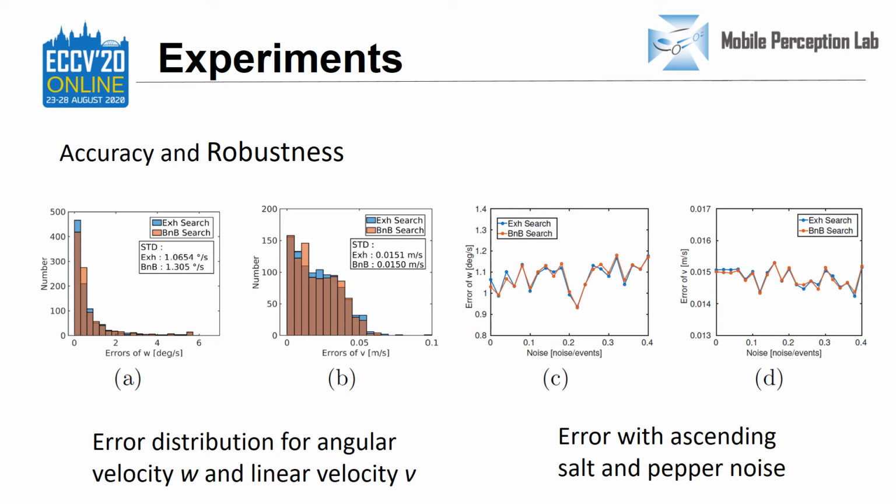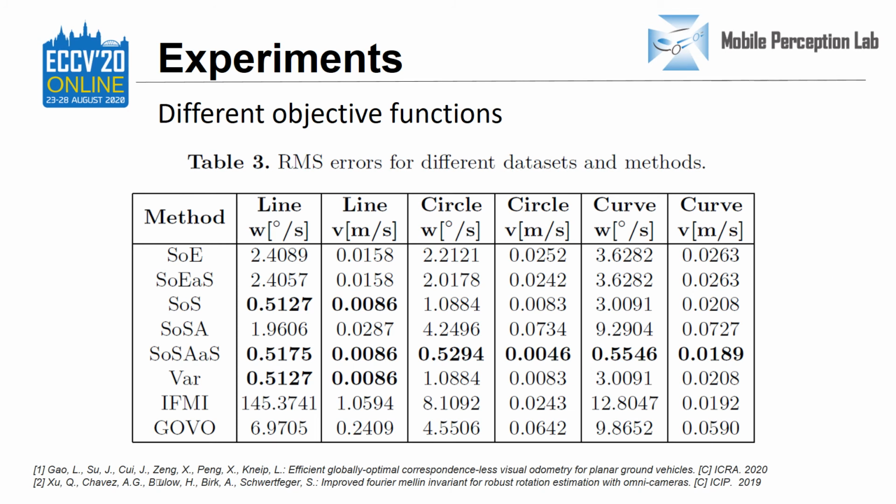Figure C and D visualize the average error of the estimated parameters caused by additional salt and pepper noise on the event stream. Results are averaged over 1,000 random experiments. Note that our proposed method has excellent robustness even for noise-to-event ratios up to 40%. In addition, we test our algorithm with all aforementioned contrast functions over various types of motions, including a straight line, a circle, and an arbitrarily curved trajectory.